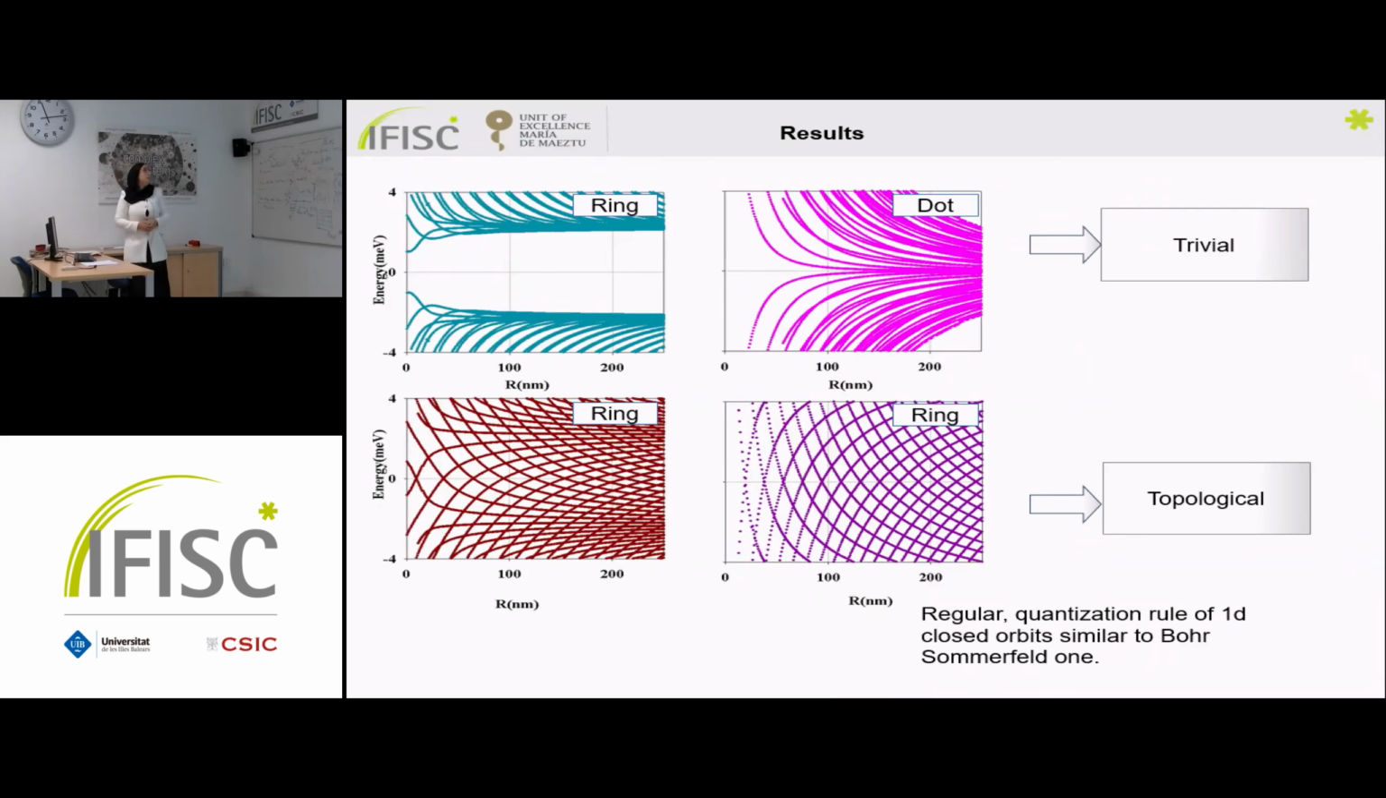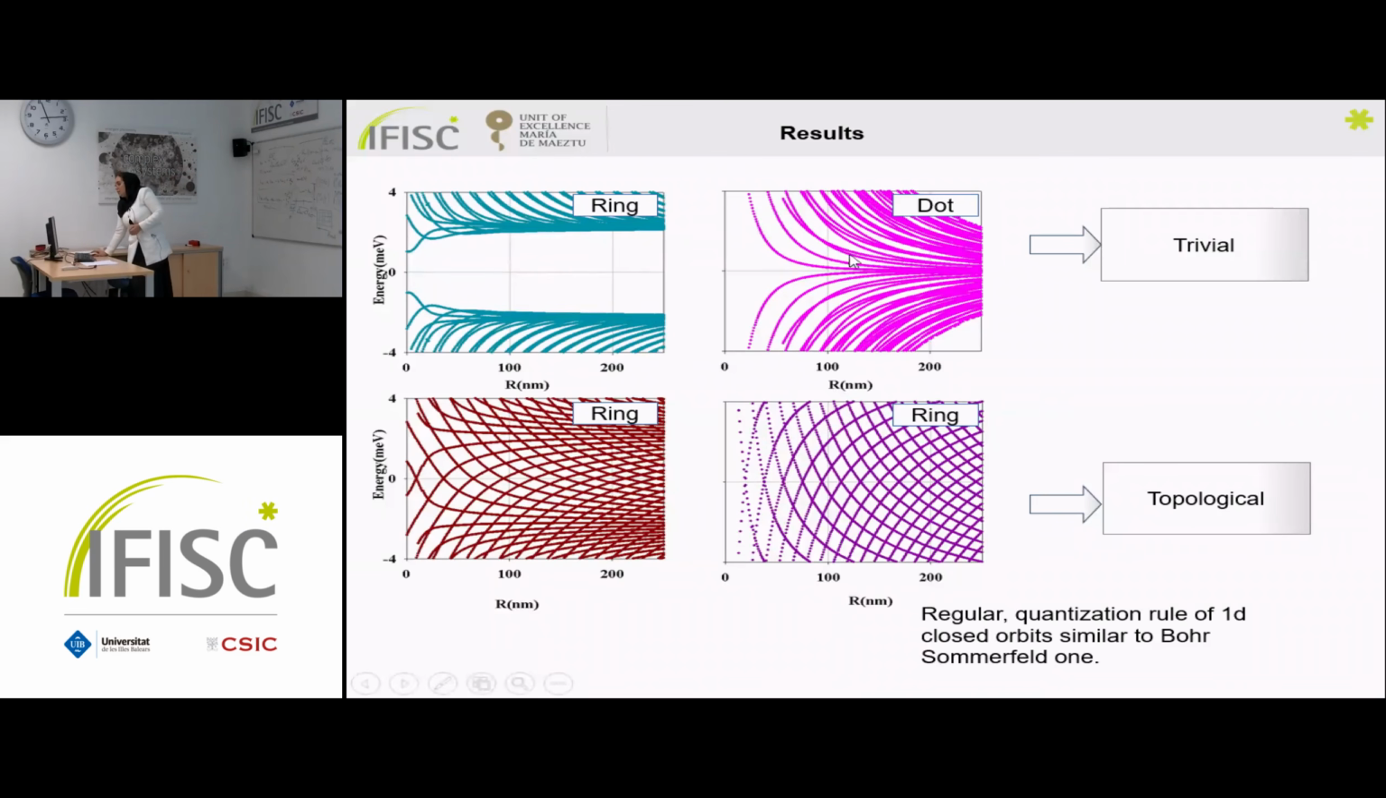In the results, we show here the four cases, two for trivial and two for topological. For the trivial ones, I calculate the energy as a function of the radius. In this spectrum here, we show a ring with a width of 50 nanometers, and we found that the energy spectrum is opening a gap, as you can see here. This is just due to the energy quantization by the width of 50 nanometers.